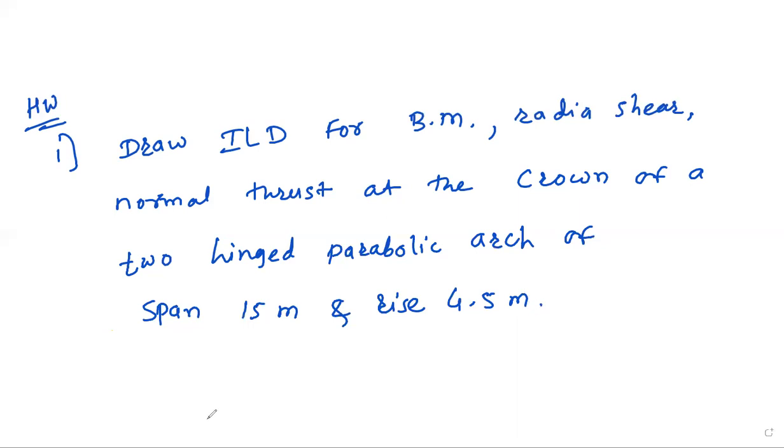Okay, draw the ILD for bending moment, radial shear, normal thrust at the crown of a 2-hinge parabolic arch. Span is 15 meter and rise is 4.5 meter. Okay, all of it written?